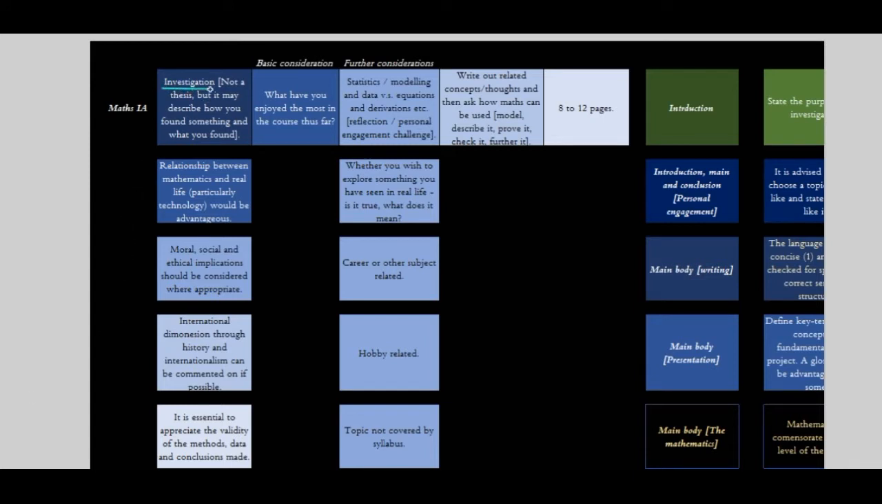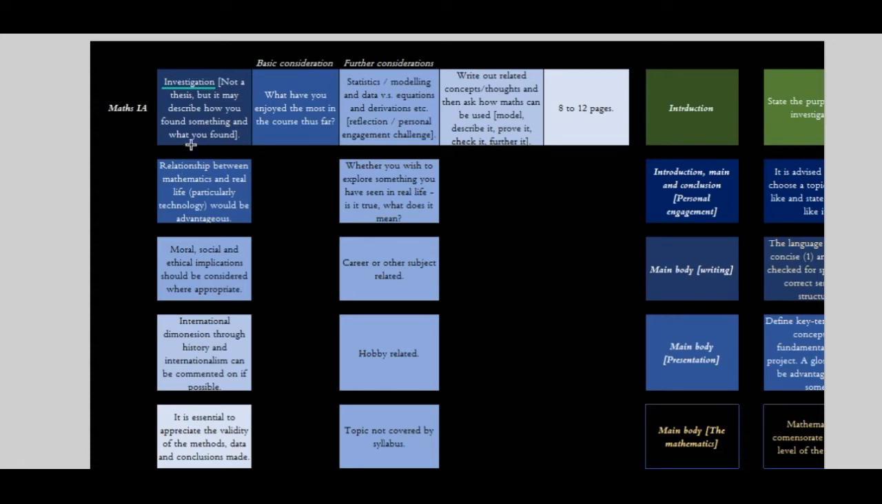I would stay away from the concept that it needs to be a proper thesis. That is not the case. What it does need to have is that it needs to describe how you found something and what you found. That is the main concept. There are a couple of things that might be advantageous that IB mentioned.